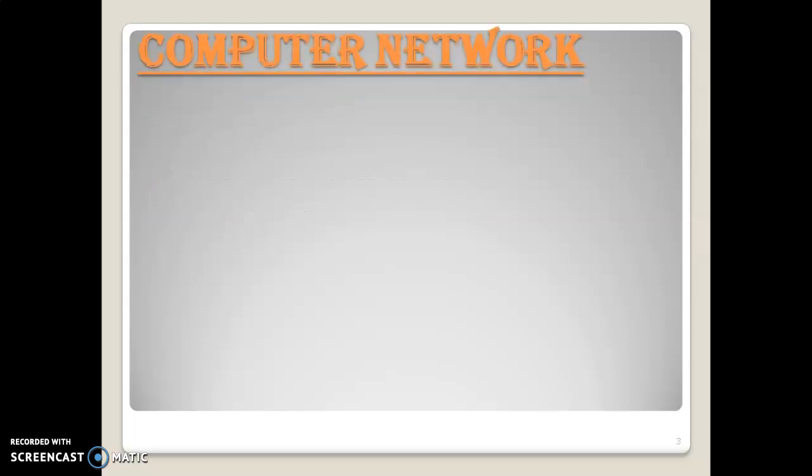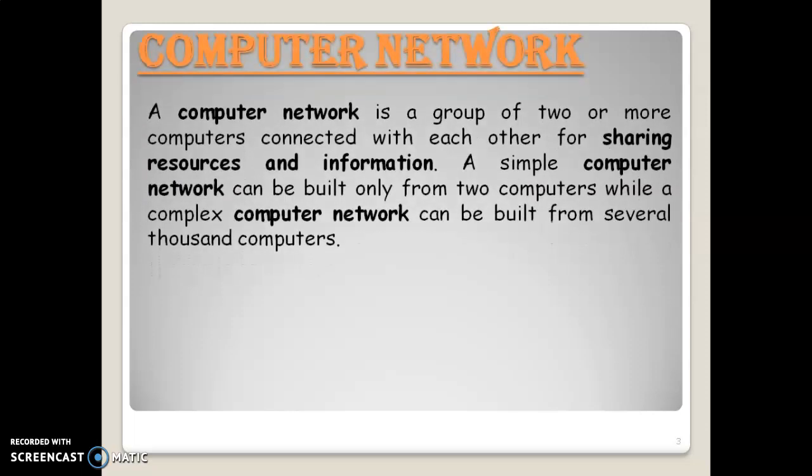First is, what is a computer network? A computer network is a group of two or more computers connected with each other for sharing, we can say, resources and information. That sharing can be hardware sharing and software sharing, any type of sharing they can do. A simple computer network can be built from only two computers, while a complex network can be built from several networks.